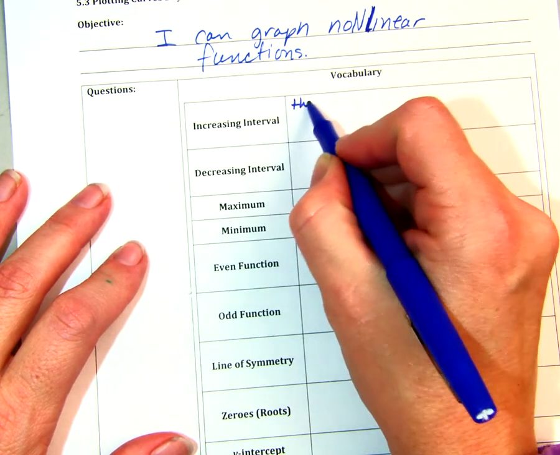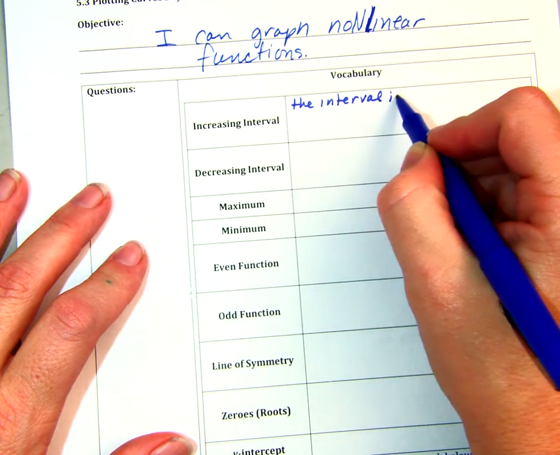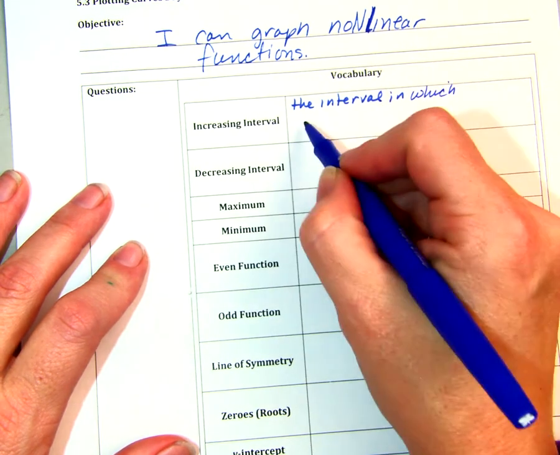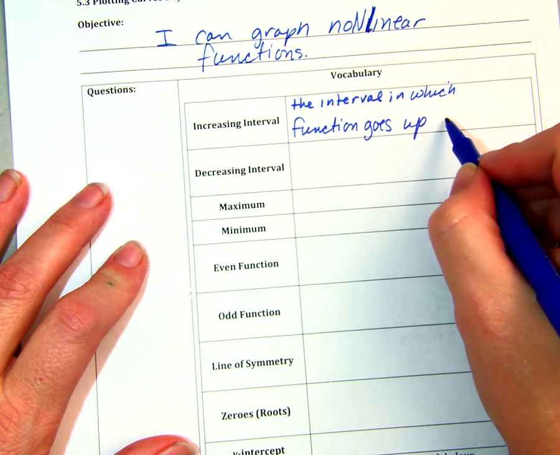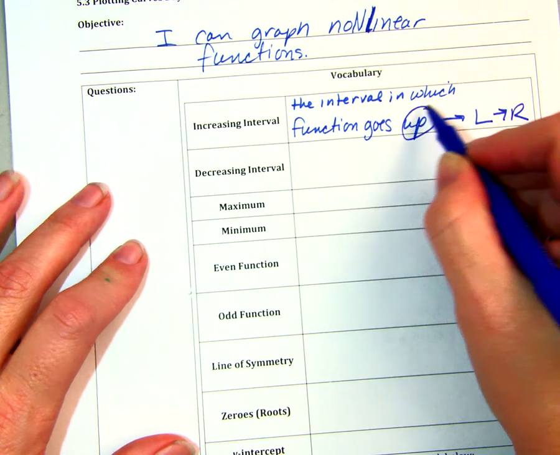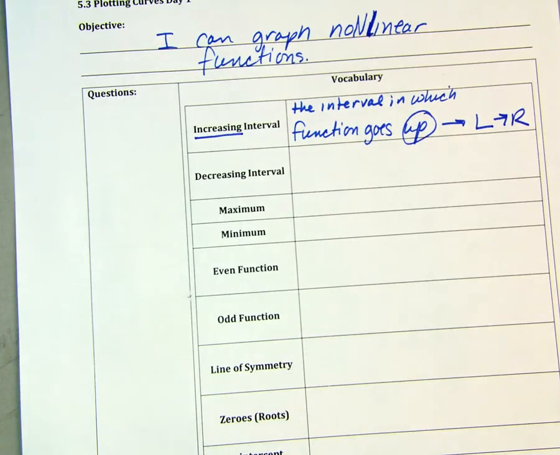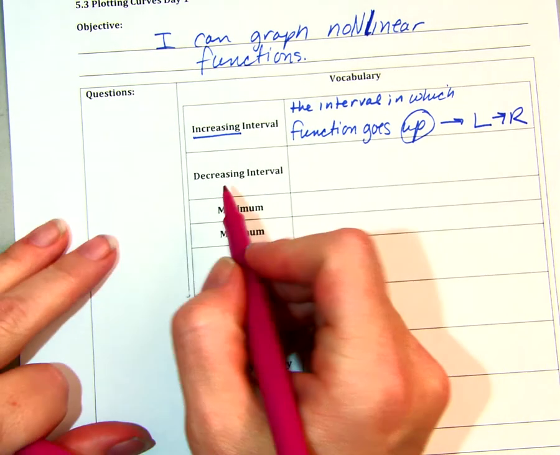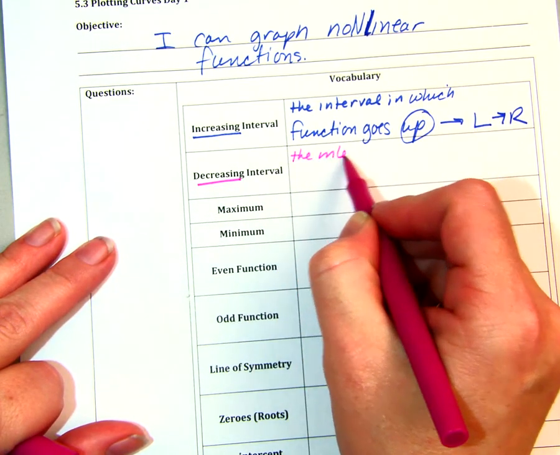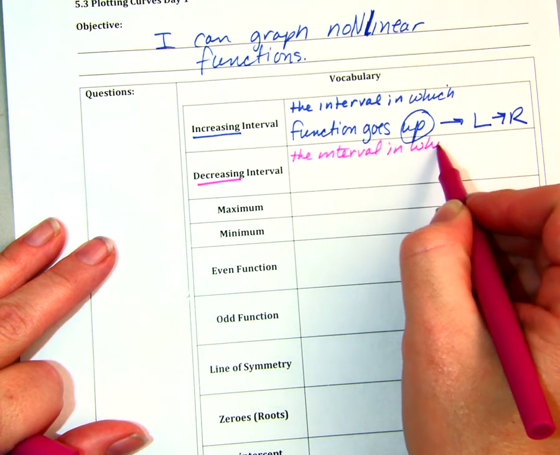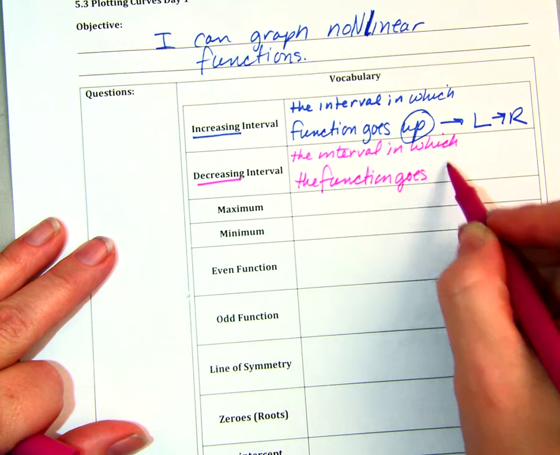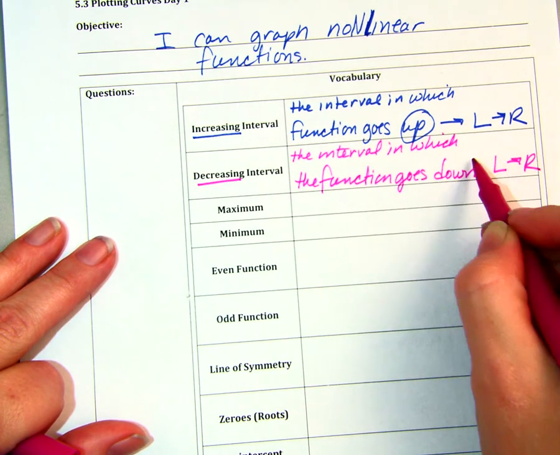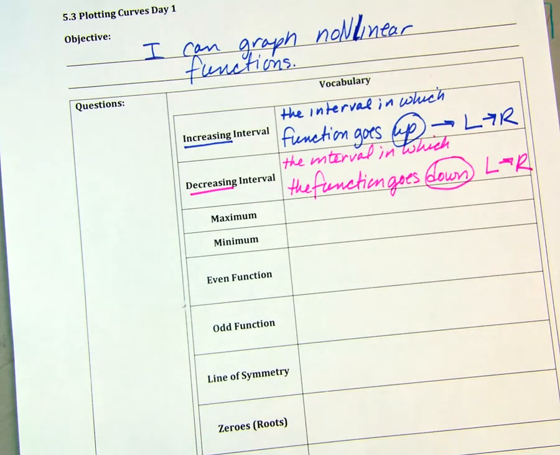So the increasing interval is the interval in which the function goes up. And we gauge this from left to right. So that's increasing. Decreasing is when the function goes, which way do you think? Down. And that is also from left to right. So that's how we read. We read things from left to right, and so that's why we focus on that for our graph.